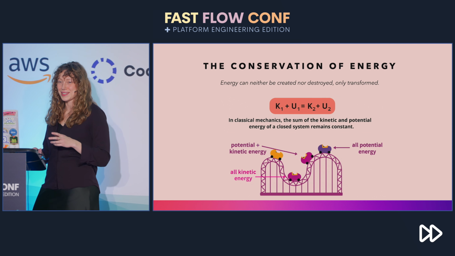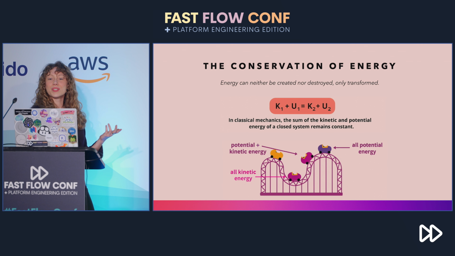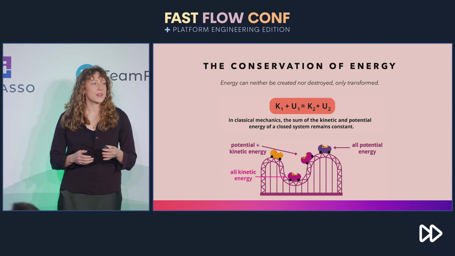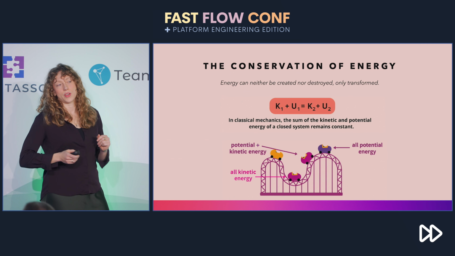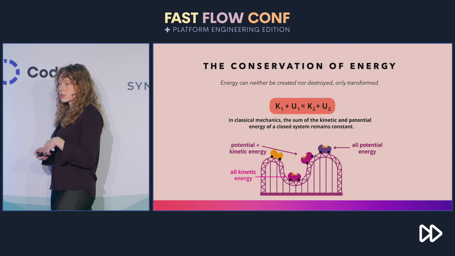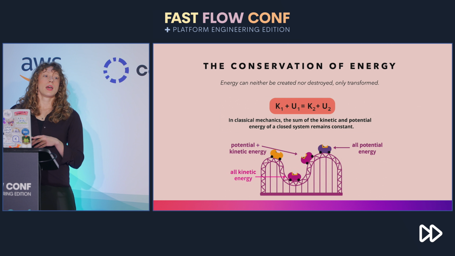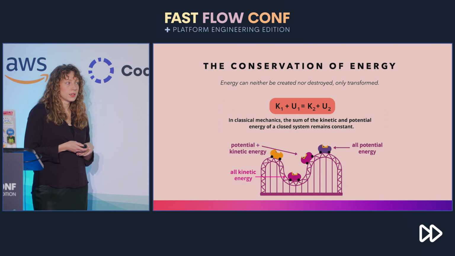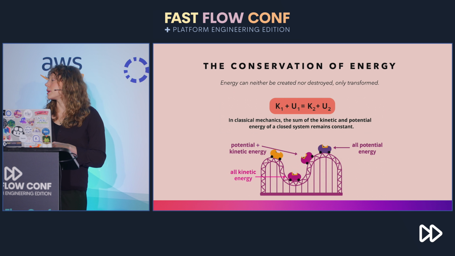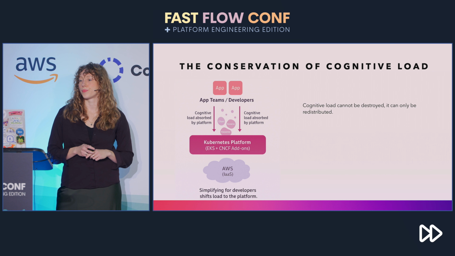And I want to do a little GCSE physics lesson. So this is the conservation of energy on screen. As this cart on the roller coaster is at the top of that mound, it has peak potential energy. As it rushes down the slope, it's gaining kinetic energy. For completeness, when it's halfway up, it's a combination of potential energy and kinetic energy. But the key thing to understand here is that if this is a closed system, the total energy remains the same. And from what I've observed in platform engineering, cognitive load, or complexity, behaves quite a lot like this. It can't be destroyed, it can only be redistributed.